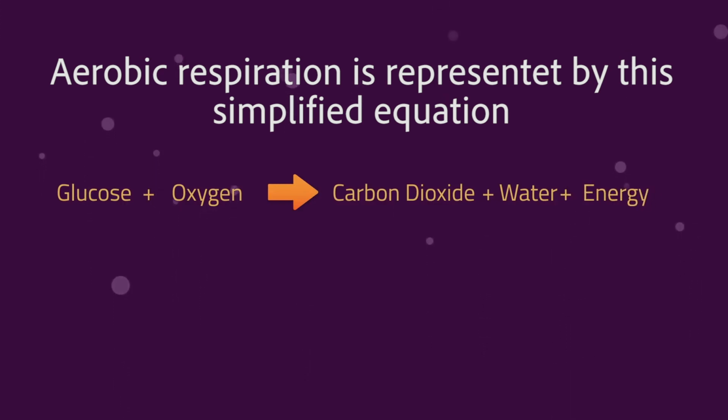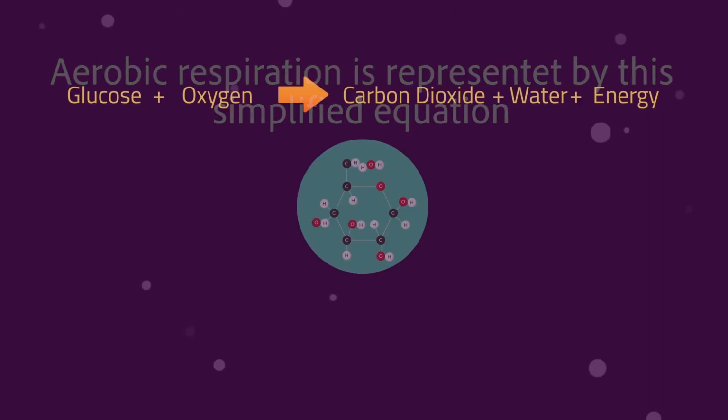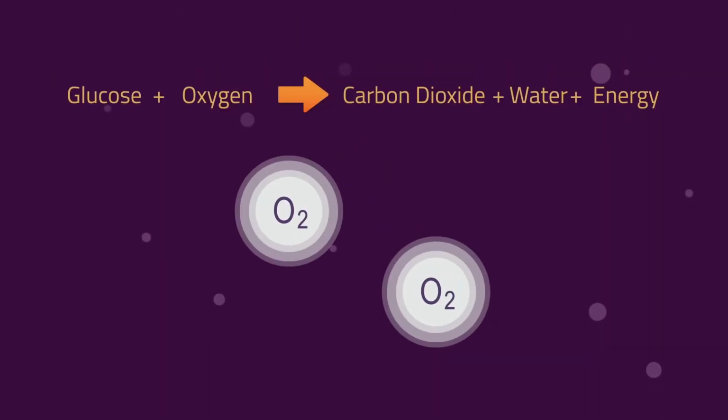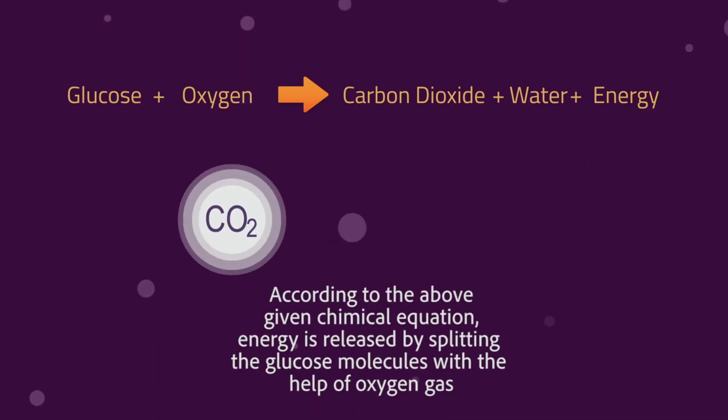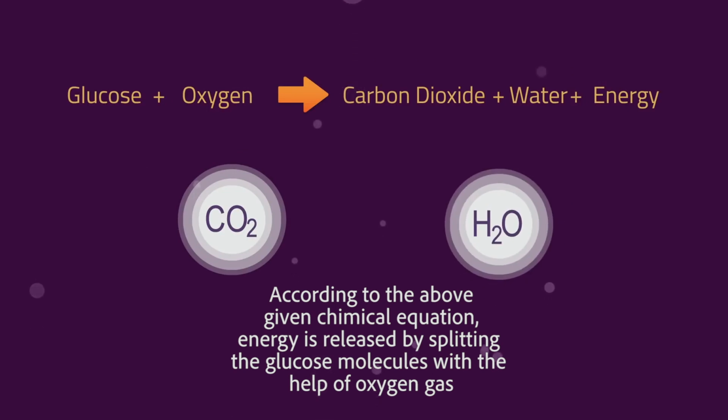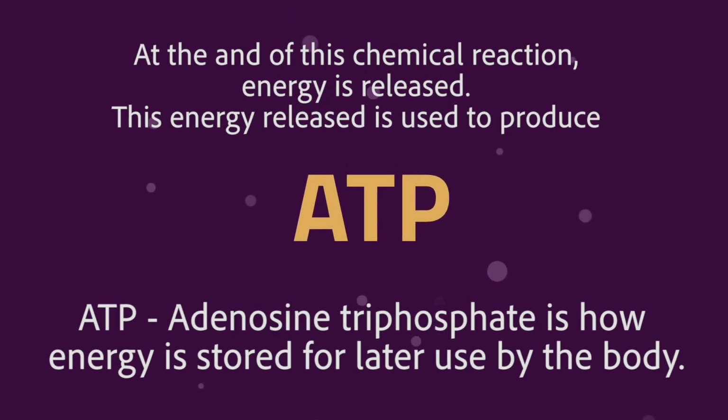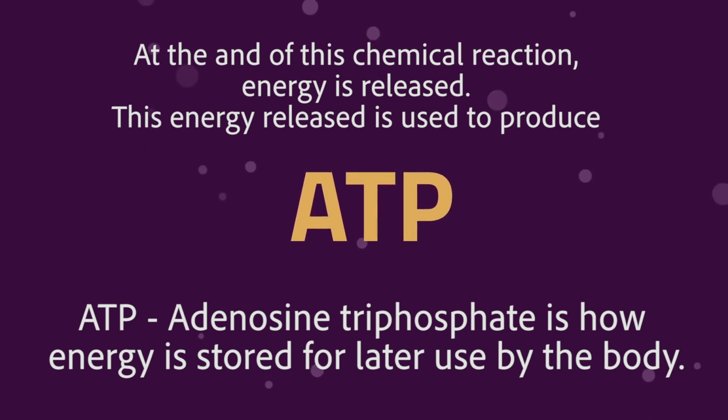Glucose, in the presence of oxygen, is split or converted into carbon dioxide, water, and released energy. According to the above given chemical reaction, energy is released by splitting the glucose molecules with the help of oxygen gas. At the end of this chemical reaction, energy is released. Water and carbon dioxide are released as the byproduct.